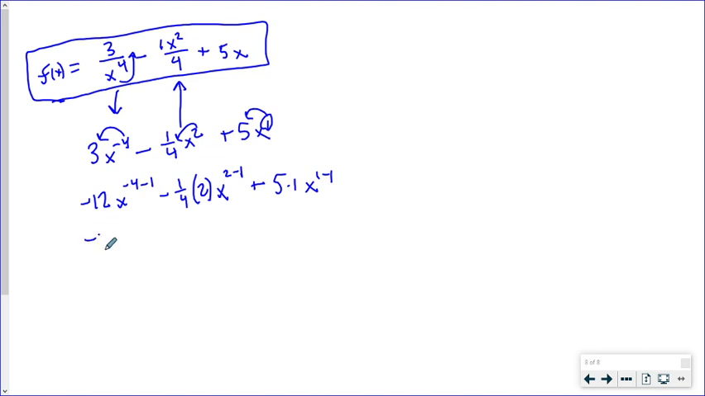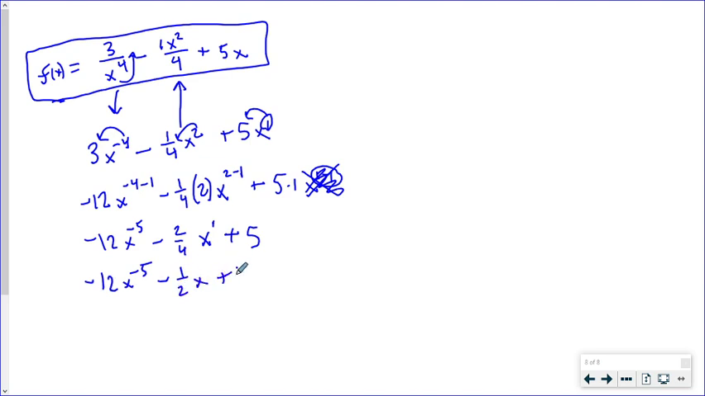So I'm left with negative 12x to the negative 5th. Negative 4 minus 1 is negative 5. And then here, negative 1/4 times 2 is negative 2 over 4. 2 minus 1 is 1, so I have x to the first power here. You can leave that off if you want to. Doesn't matter. And then plus, you see it, this gives me 0, which means this becomes 1. I can just leave that out. So I'm left with 5 here. So now, in the end, I have negative 12x to the negative 5. 2 over 4 is 1/2, minus 1 over 2 x plus 5.